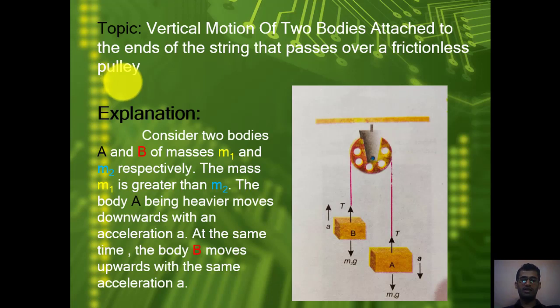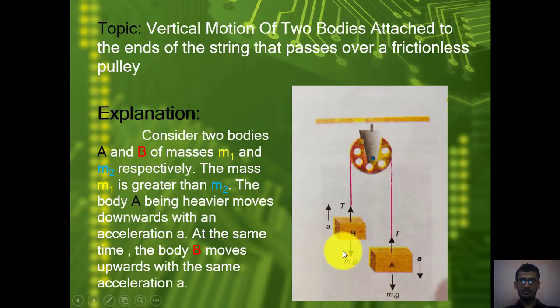Students, we can see from the diagram that there are two masses, object A and object B. Consider two bodies A and B of masses m1 and m2 respectively. Let object A have mass m1 and object B have mass m2. Let m1 be greater than m2.